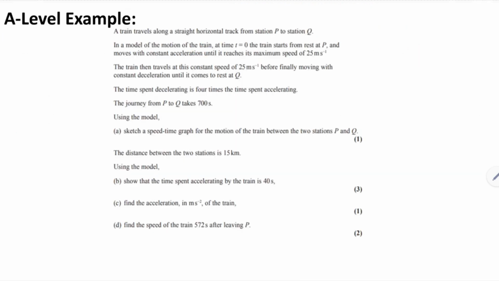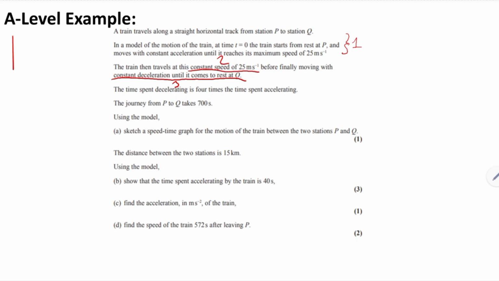It is now time for the A-level example, exam style question, where the question is: sketch a speed time graph for the motion of the train between two stations P and Q. So if we read the extract, we can see that the train starts from rest at P and moves with constant acceleration until it reaches a maximum speed of 25 meters per second. So we can label this as part 1, and then it travels at this constant speed, which is part 2, before finally moving at a constant deceleration until it comes to rest at Q. That is part 3.